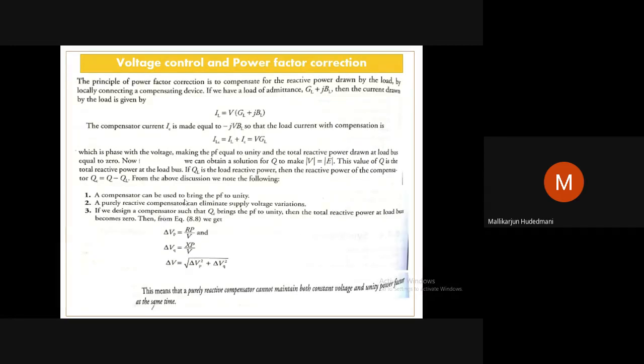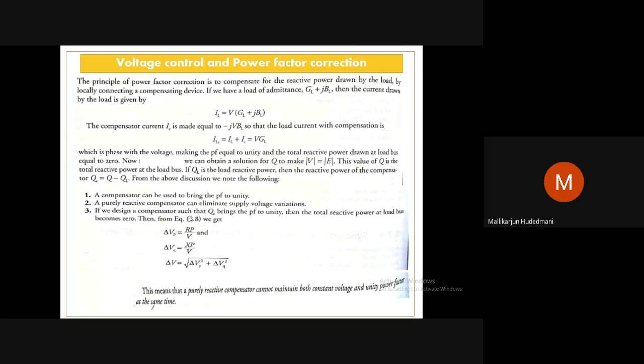Then a compensator can be used to bring the power factor to unity. Yes, definitely, to control the power factor. Ultimately, the reactive side of the power triangle is controlled, which means the power factor angle is redefined. It means a compensator can be used to bring the power factor to unity, or close to unity. A purely reactive compensator can eliminate supply voltage fluctuations or variation. Definitely, current through an inductor cannot abruptly change. That is the concept of current through an inductor.